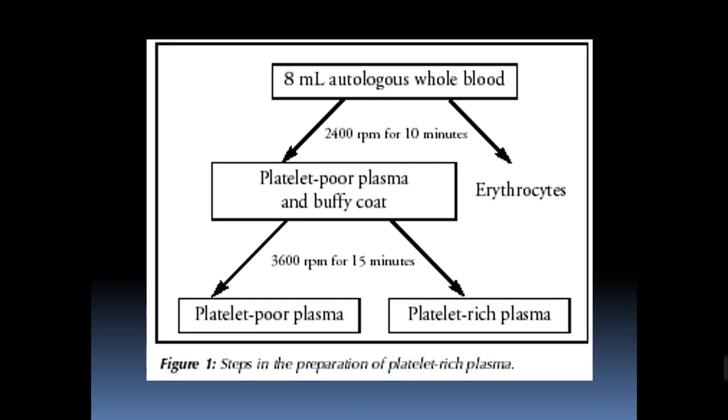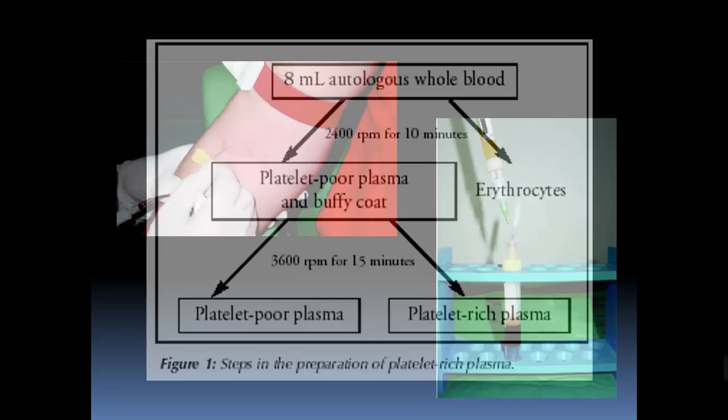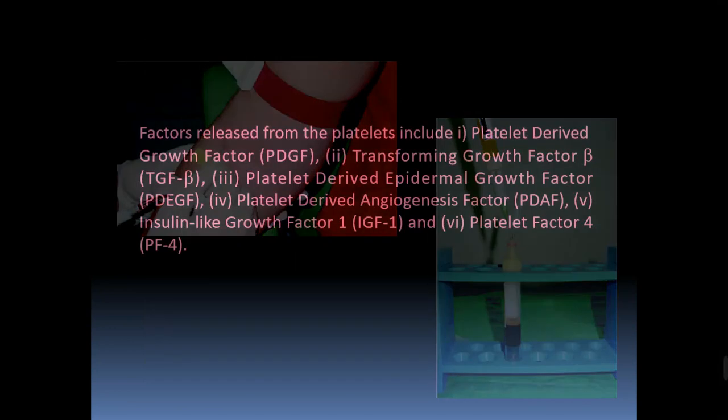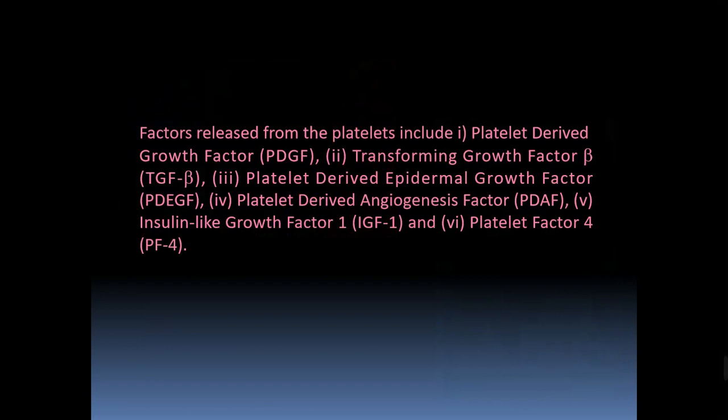So this is the flow chart: 8 ml of autologous whole blood, 2400 RPM for 10 minutes. So erythrocytes will separate, creating platelet-poor plasma and the buffy coat. Again, 3600 RPM for 15 minutes. We have two components, the PPP and the platelet-rich plasma. This shows the blood being withdrawn. Now, factors released from the platelets include platelet-derived growth factor, transforming growth factor beta, platelet-derived epidermal growth factor, platelet-derived angiogenesis factor, insulin-like growth factor 1, and platelet factor 4.